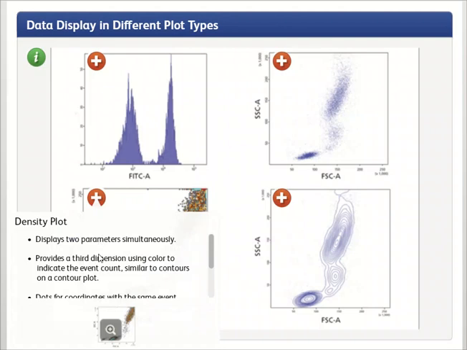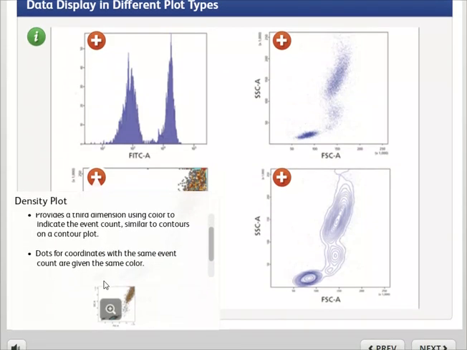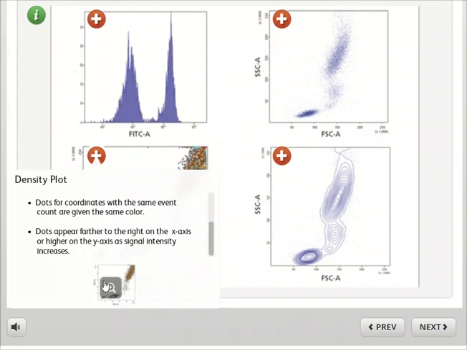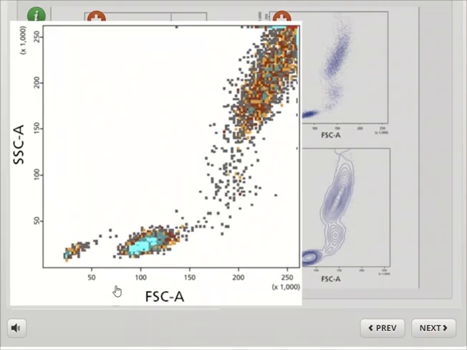A density plot displays two parameters simultaneously and provides a third dimension using color to indicate the event count. Similar to a contour plot, dots for coordinates with the same event count are given the same color. Dots appear further to the right on the x-axis or higher on the y-axis as the signal intensity increases.